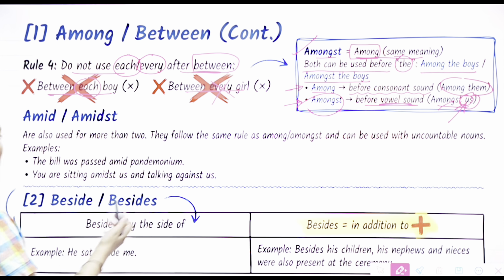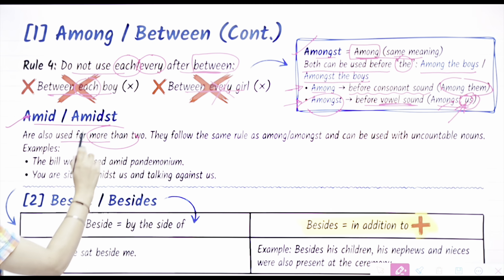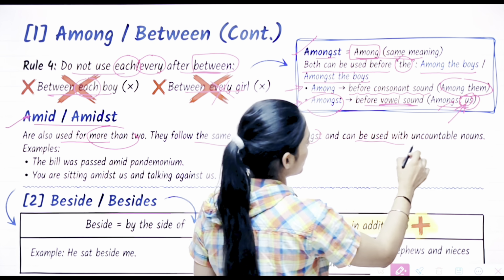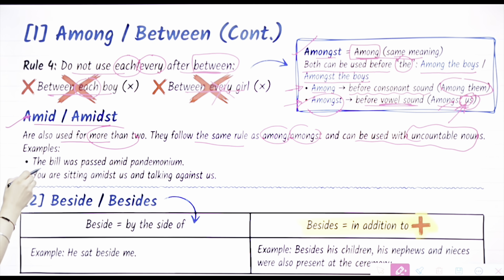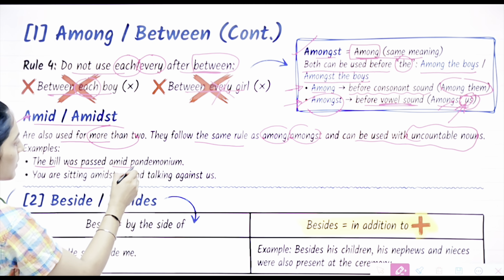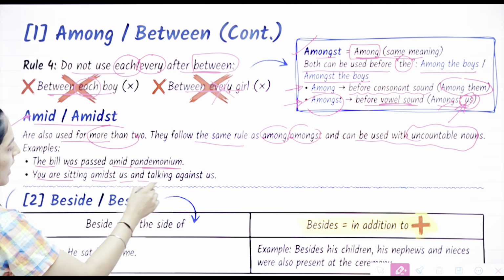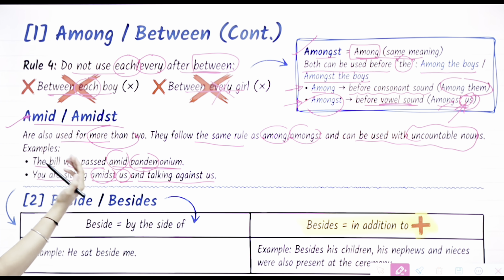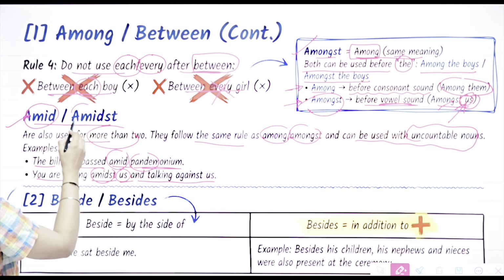All right, now let's see amid. They are also used for more than two. They follow the same rule as among and amongst and can be used with uncountable nouns. This is very important. For example, the bill was passed amid pandemonium. Then we have, you are sitting amidst us and talking against us. So here, whether it is a consonant sound or a vowel sound, you have to see the pronunciation, and according to that you have to use amid and amidst.